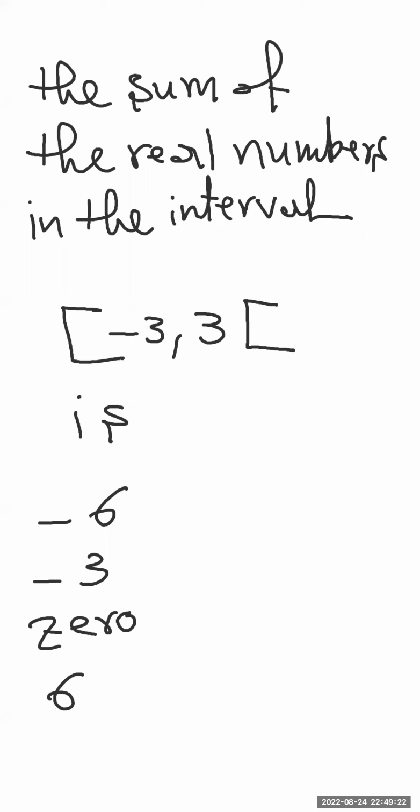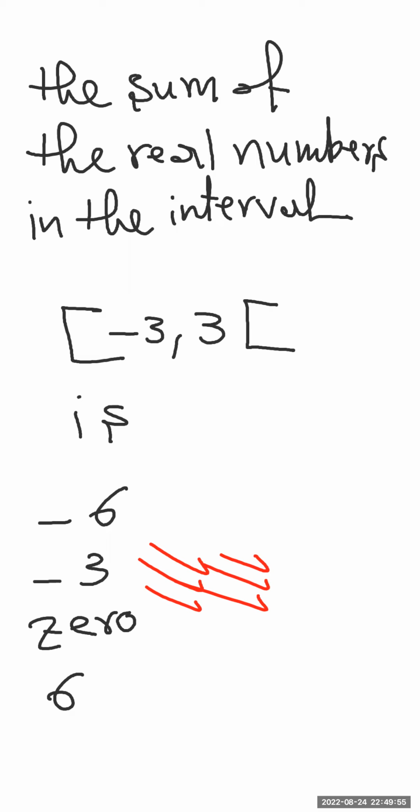The question here is: the sum of the real numbers in this interval. All real numbers inside this interval, if we want to add all numbers, what will be the result? -3. Because we're going to add the -1, -2, -3, 0, 1, 2. Actually, guys, -3 is the correct answer.